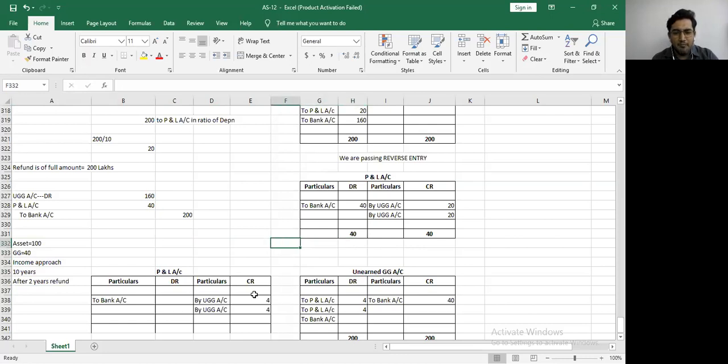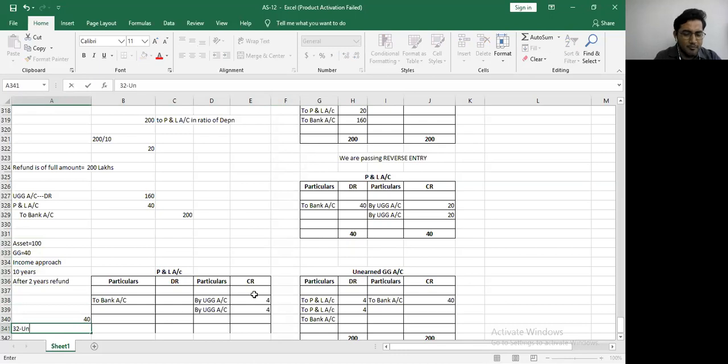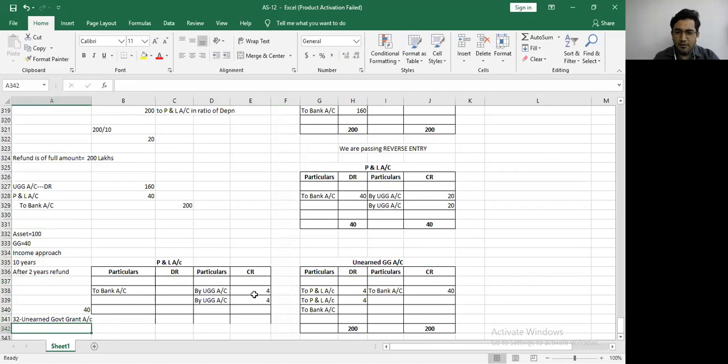So 40 minus 8 is 32. Okay. So first, out of the 40 you have to take, where will you take 32 from? From the unearned government grant account. Now how much falls short? Out of 40, if you take 32 from the unearned government grant account, how much falls short? 8. That 8 you will take from the profit and loss account.